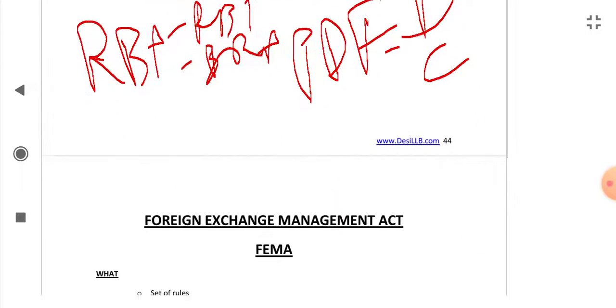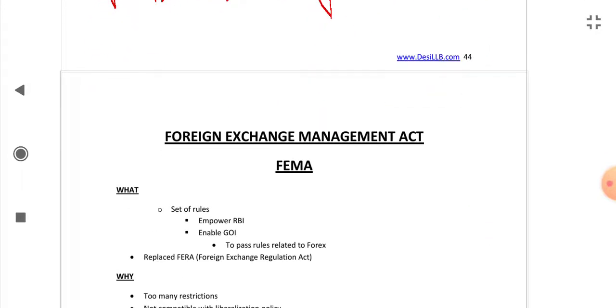Next will be FEMA, Foreign Exchange Management Act.